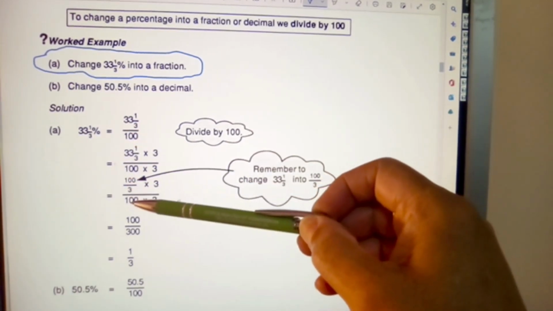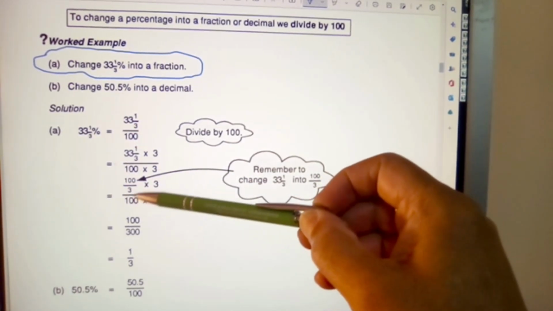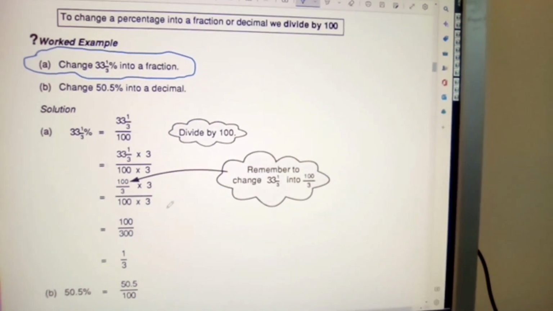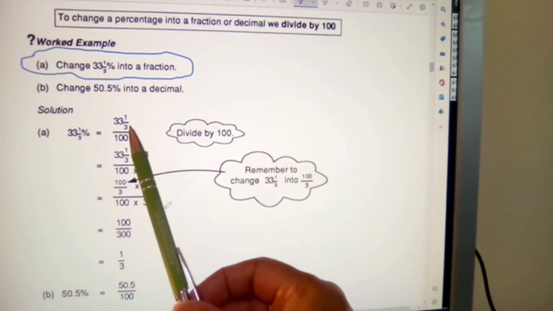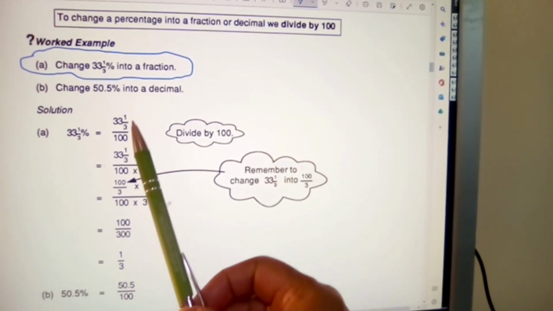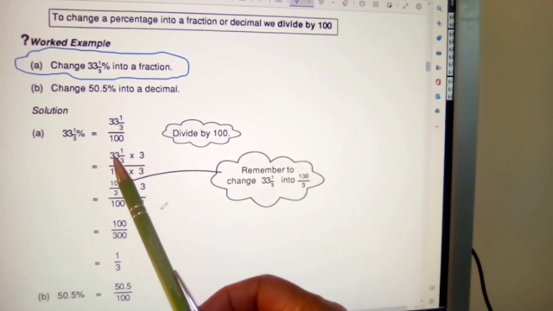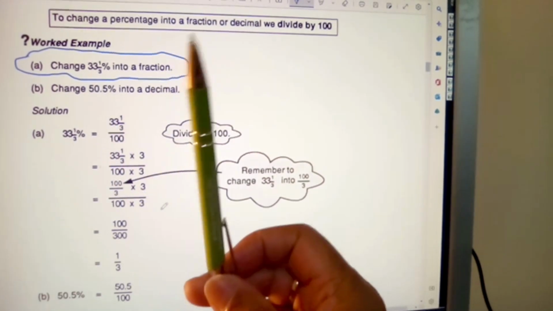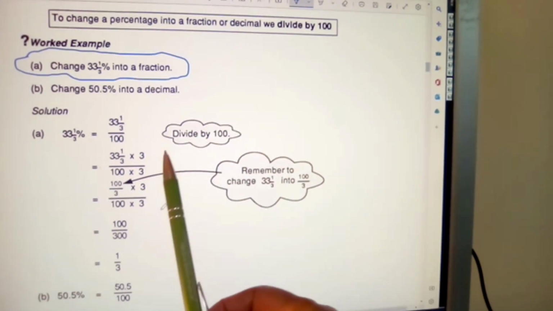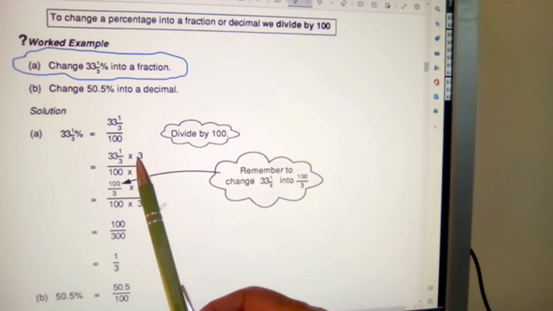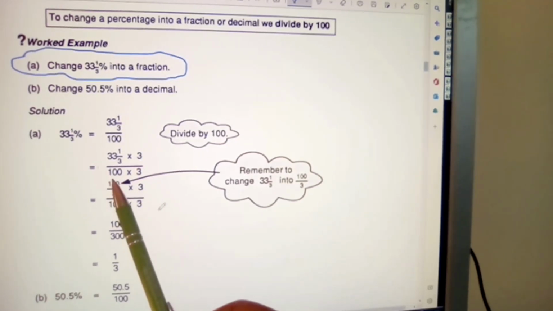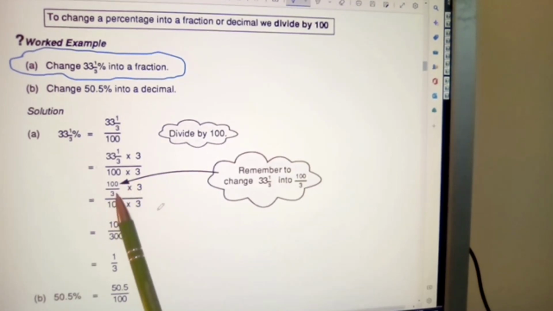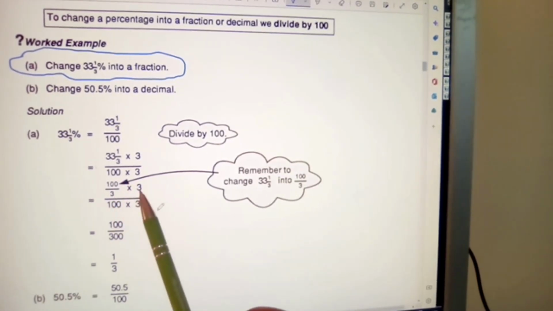You're trying to bring this to the same value, okay? So what they've done here is 33 and a third times 3. They've taken the denominator because what they need to do is to bring the 33 on its own, basically. So here 100 times 3 and 100 over 3 times 3.